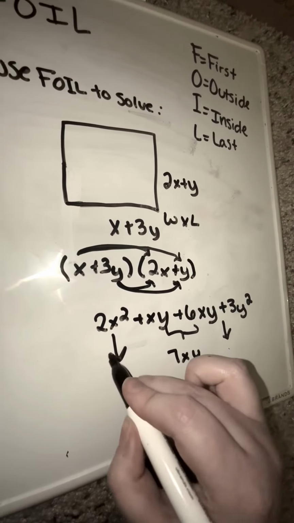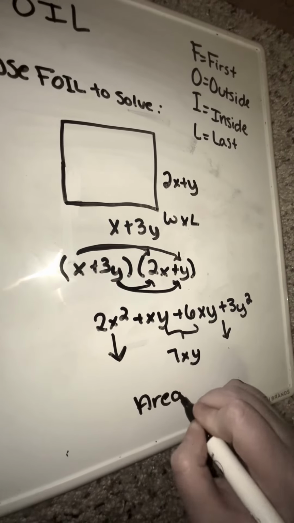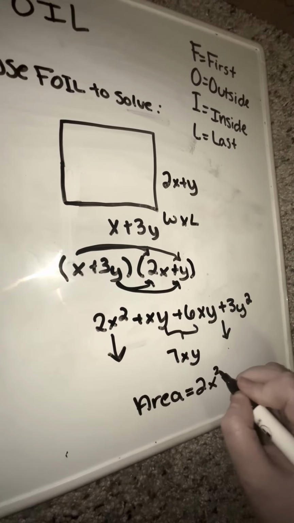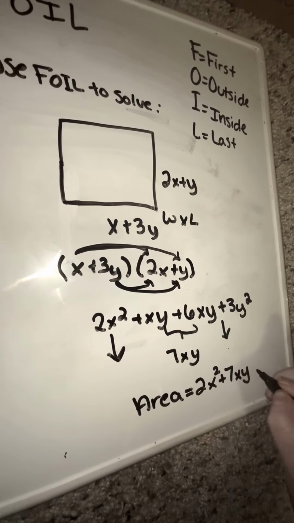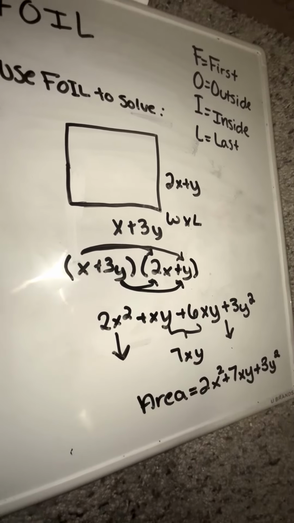Bring down the rest of the equation, and this will give you an area of 2x squared plus 7xy plus 3y squared. And that's it.